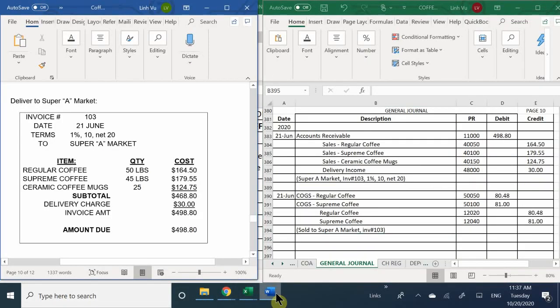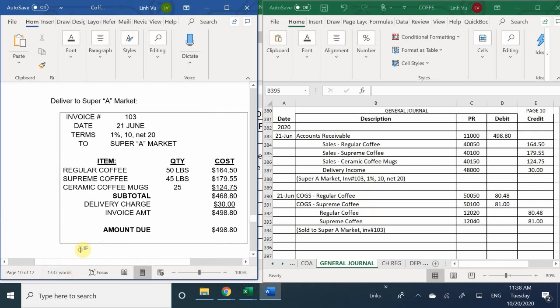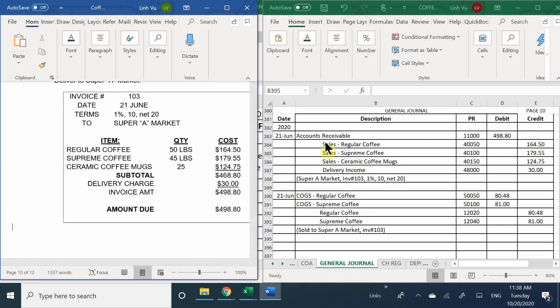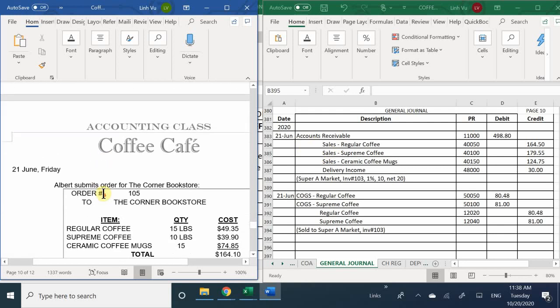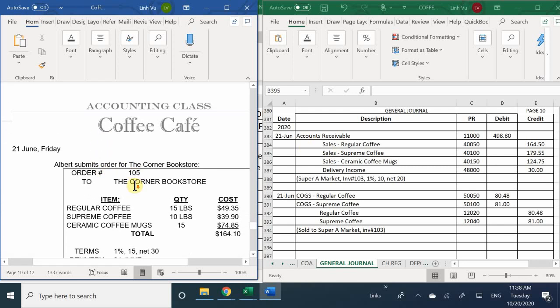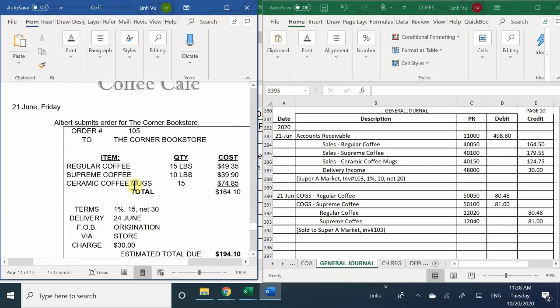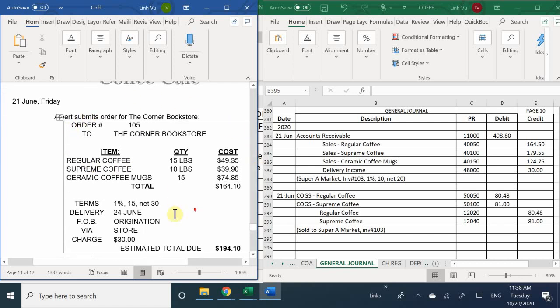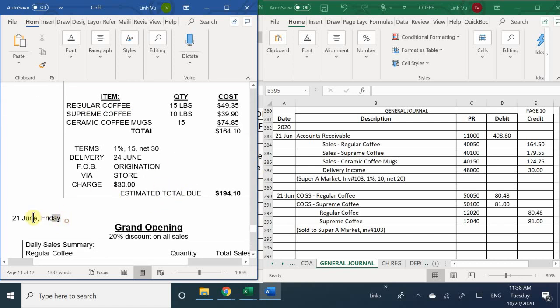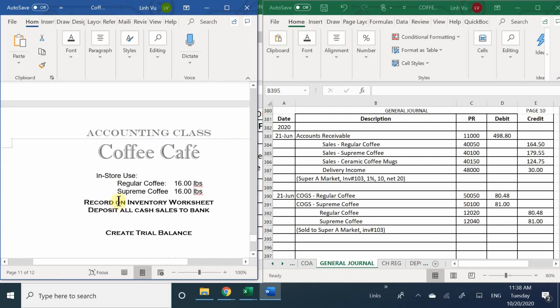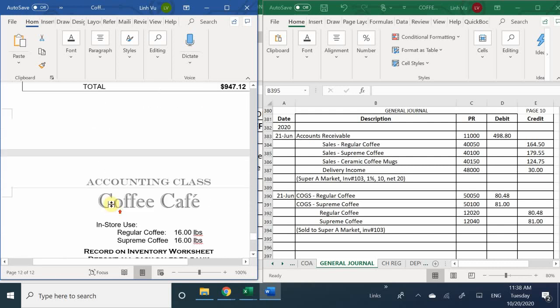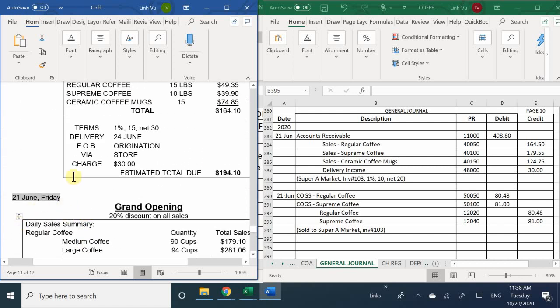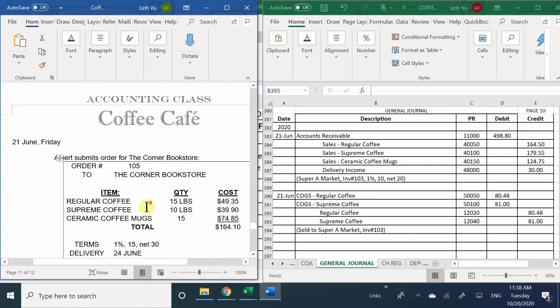Okay. So what's next after this? That's it, right? All right. So let's go ahead and complete this last one. And then tomorrow we'll finish up with our grand opening sales and our cost of goods sold and then complete our trial balance afterwards, okay? So we'll stop here, but let's finish this last one.